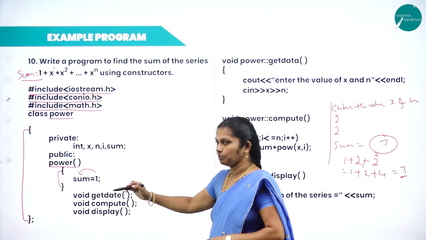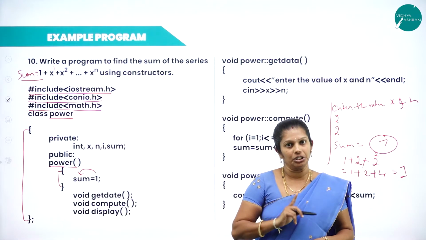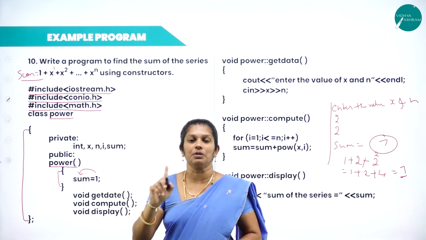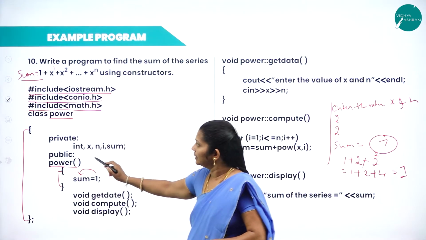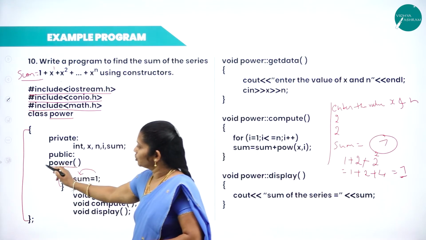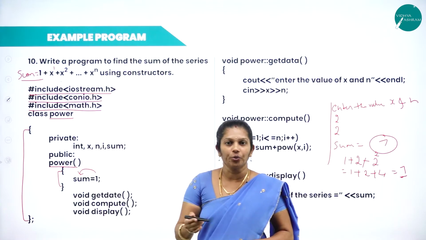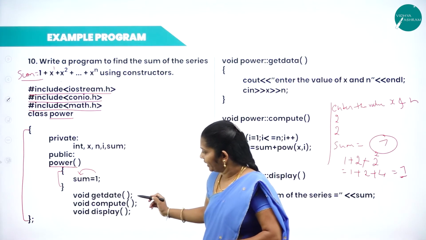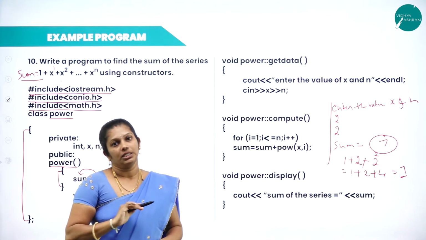If you observe on this part, totally how many functions are there? Totally 4 functions are there. The first function is the power function. This is a constructor function. It's a special member function used to initialize the object of a class. The class name and function name are the same, so it is a constructor function. It does not have any return type, and inside the brackets there is no argument, so it is a default constructor. The functions are the power function, getData function, compute function and display function.